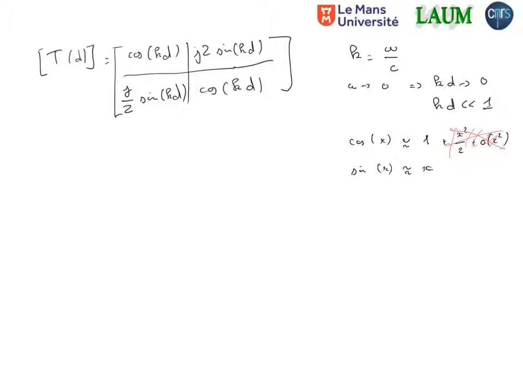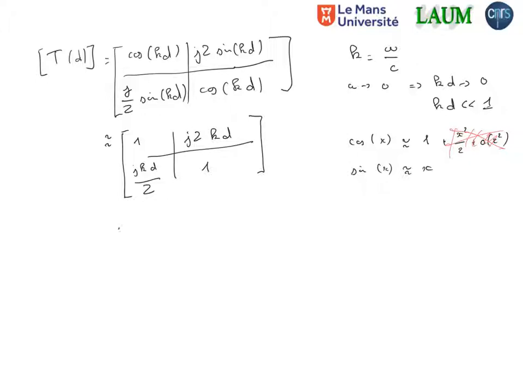So we have 4 coefficients, and the approximation of the matrix is the approximation of each coefficient. So this is then 1. This is jZ, which remains in the expression, multiplied by KD. This is jKD divided by Z, and this is 1. Okay, so we see that for the diagonal terms, there is no problem, and then we have the 2 other coefficients. For that, we need to use the several expressions.